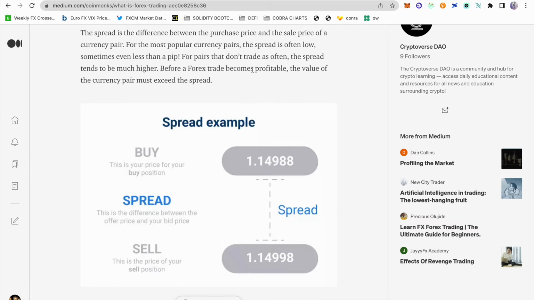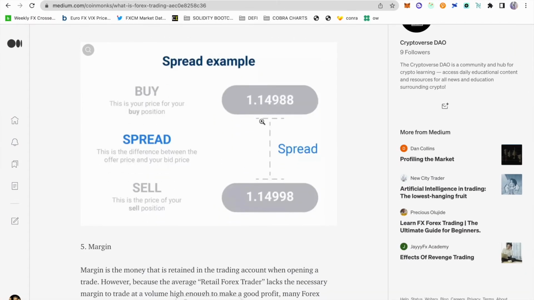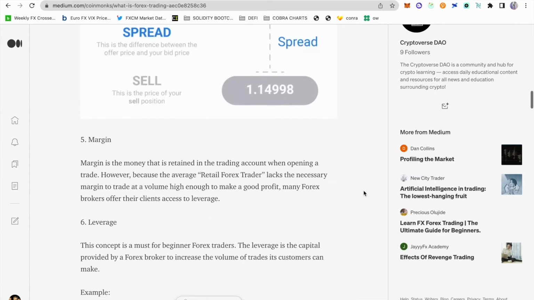So before a forex pair trade becomes profitable, the value of the currency pair must exceed the spread, right? So if you're taking a position between 1.149 and 1.1499, you need to buy and then sell at 1.15. So it needs to be above the spread, or below the spread at 1.13 or 1.12, for you to make a profit on that move.